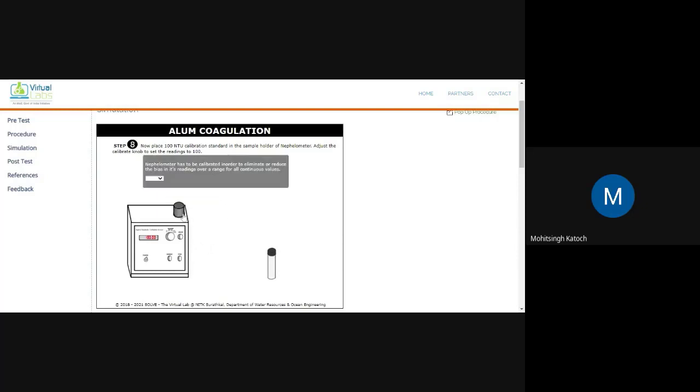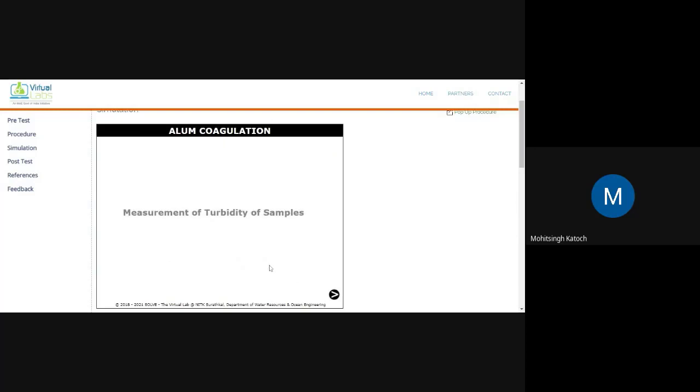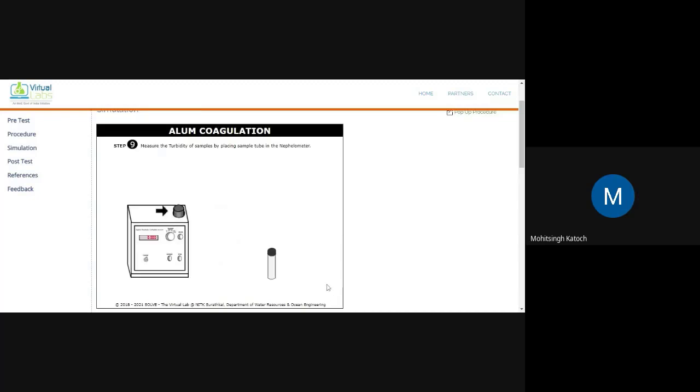After closing the lid, now our nephelometer is calibrated and is ready to measure the turbidity and other units of the samples. The nephelometer has to be calibrated in order to eliminate or reduce the bias in its reading over a range of continuous values. I think the value is true and is correct. So we'll move on to the next step, measurement of turbidity of samples. We calibrated our nephelometer and now we will measure the turbidity of the samples.